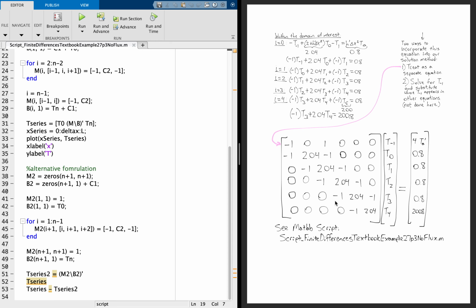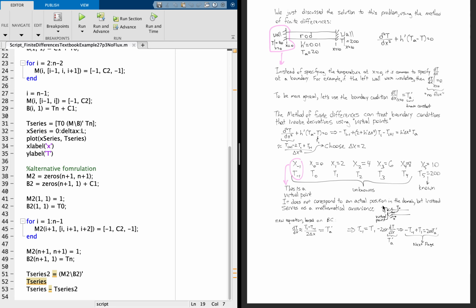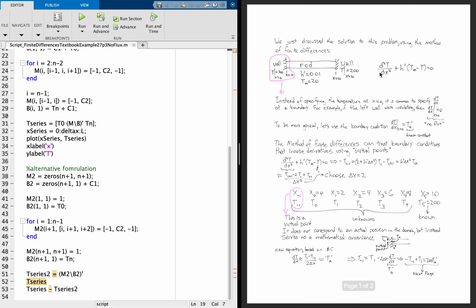The goal is to formulate a script to implement this matrix, and this matrix solves this differential equation using the method of finite differences. We did this before, but with the boundary condition that T0 is 40. Now, instead of this boundary condition at T0 equals 40, we instead are going to say that dT/dx at x equals 0 is some constant Ta prime.